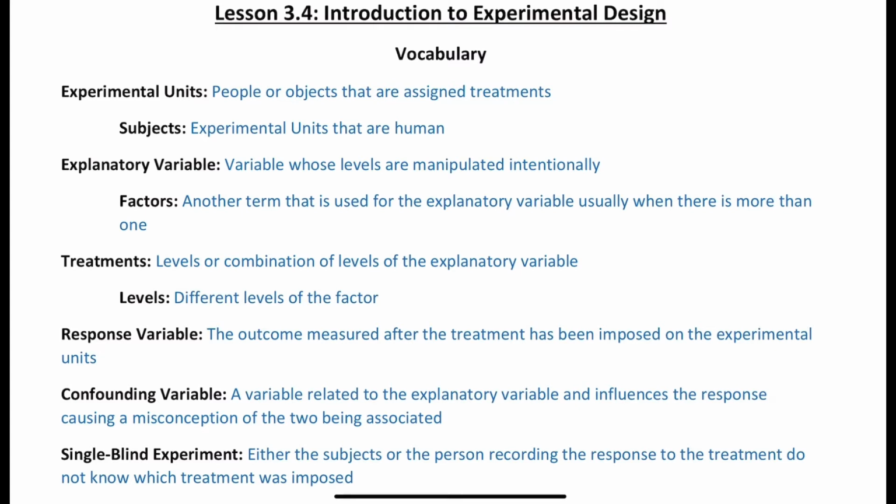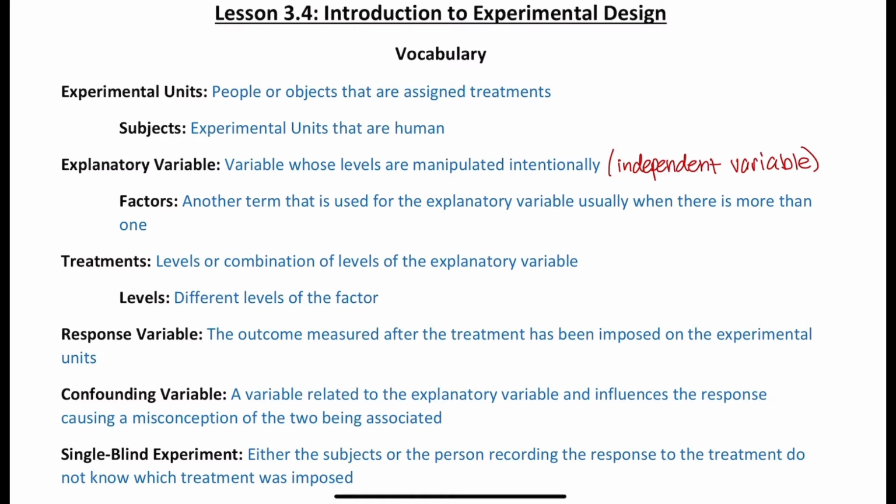So first off, we talked about this in an earlier lesson, experimental units. These are the actual things or people that are assigned treatments. And within those, if the units are human, that means we are calling them subjects. We also have the explanatory variable. We might recognize this from the linear regression unit, but here this is just a variable whose levels are manipulated intentionally, aka this is going to be our independent variable.